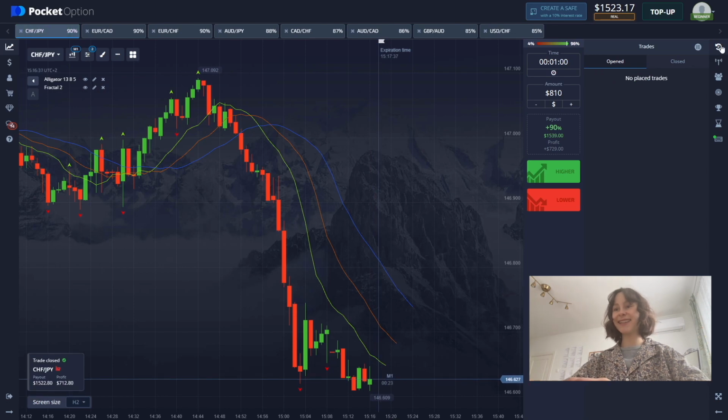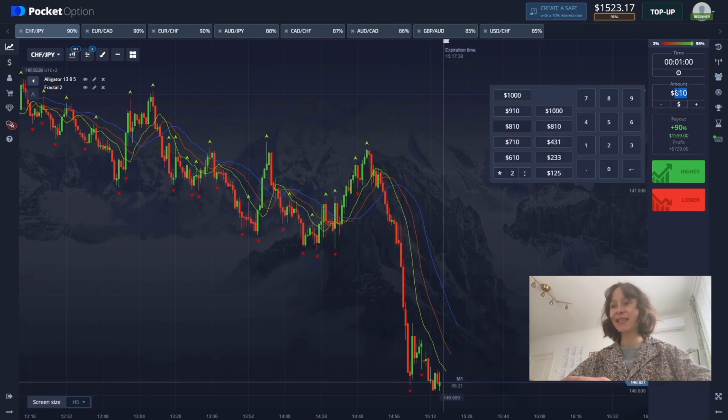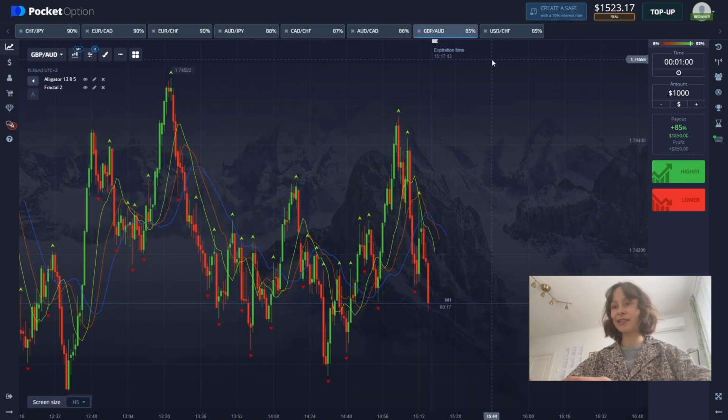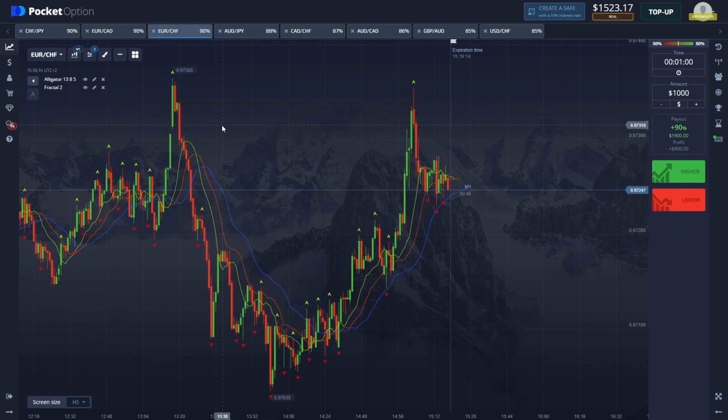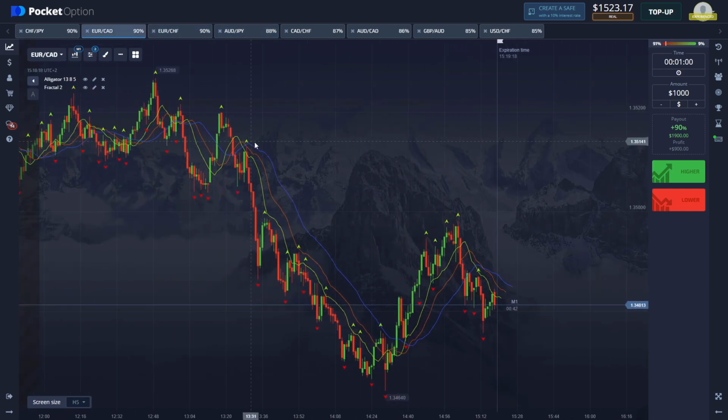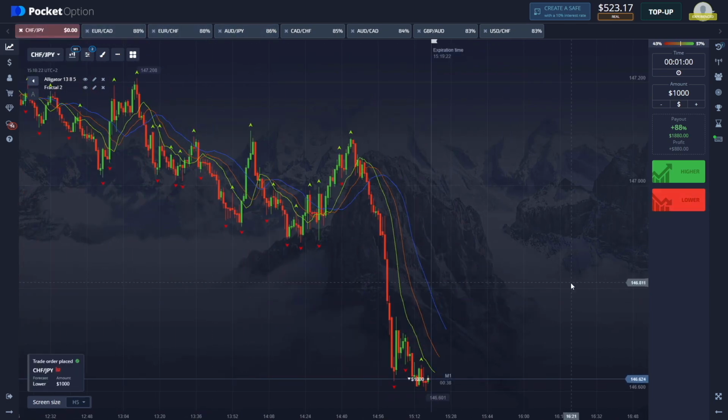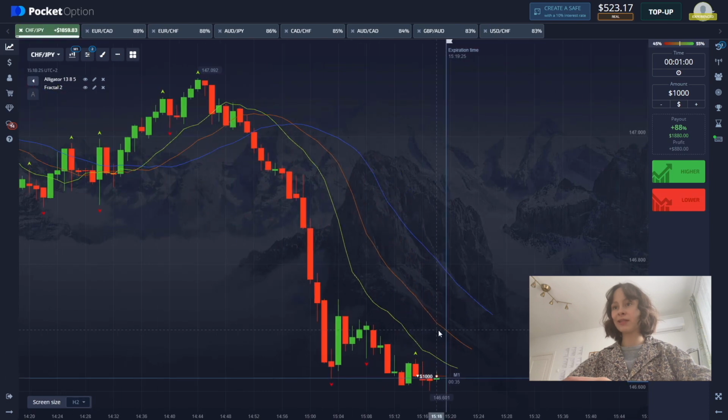And our deal is successful. Let's put the maximum sum of the deal, choose the next currency pair. Here we'll be hoping to sell.